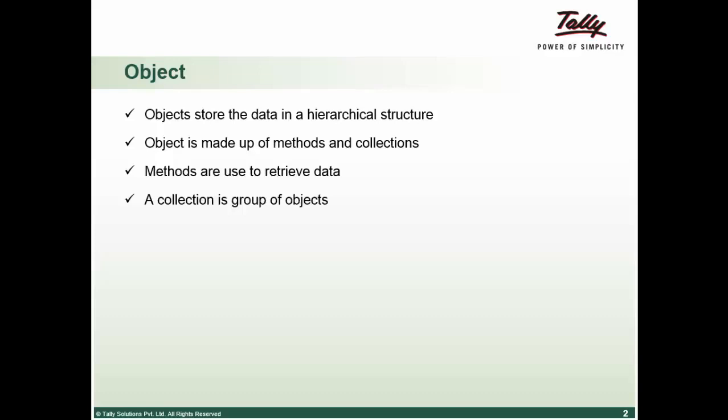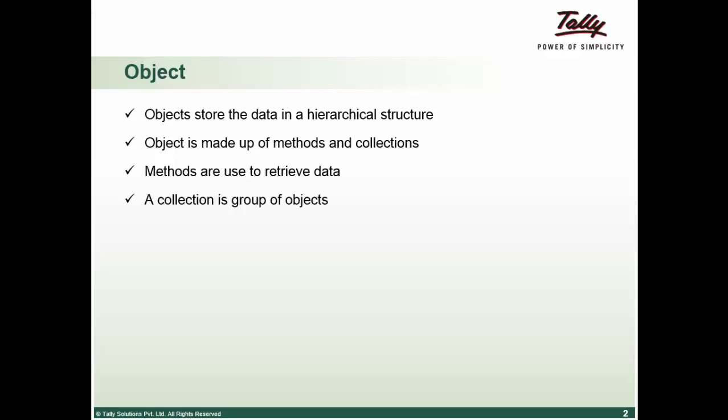So what is an object? A Tally object stores the data in a hierarchical structure, so that's a tree-like structure similar to your organization chart. An object is made up of methods and collections. A method is used to retrieve the data, and a collection is a group of objects.